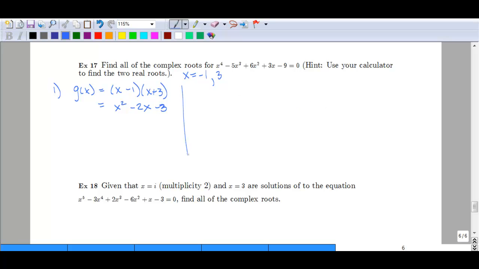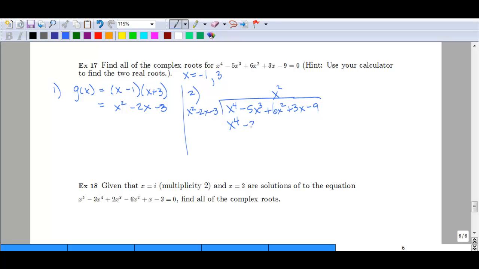And then we go over to step 2. Step 2, we're going to do our long division. Again, like I said, you could have done synthetic division twice if you wanted to. In this case, we end up with our x to the 4th minus our 5x cubed plus 6x squared plus 3x and minus 9. And then we have x squared minus 2x minus 3 as our divisor. So we say, what do we need to multiply x squared by to get x to the 4th? Well, we need an x squared. X squared times x squared gives us x to the 4th.